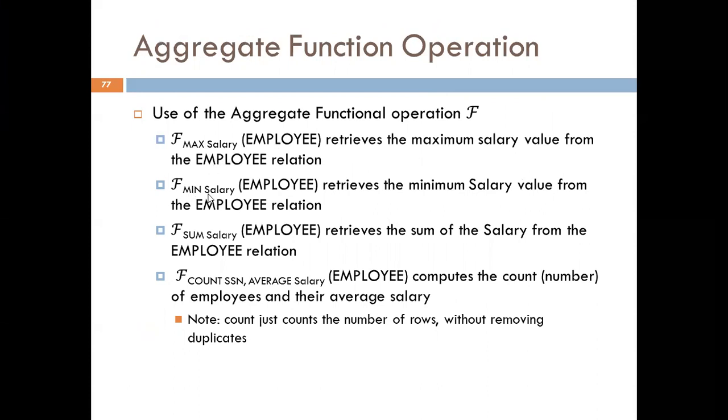Similarly, minimum salary can be obtained using min salary. Sum of all the salaries can be obtained using sum, and at the same time we can apply the count function like this. Count returns the number of rows, and multiple aggregate functions can be applied at the same time using the comma operator. So count SSN comma average salary returns the number of SSN rows, along with the average salary of all the employees.